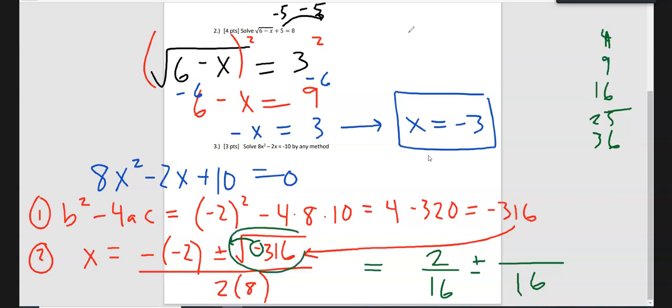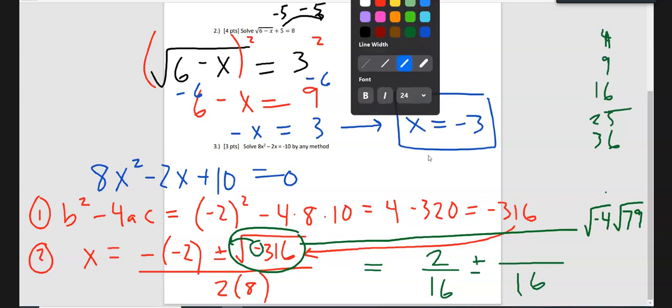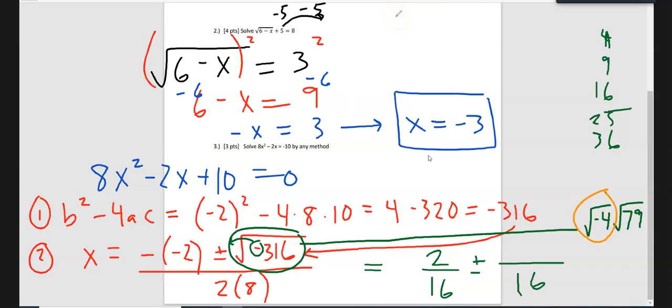So truthfully, I'm going to take this thing and break it up into the square root of negative 4 and the square root of 79. Well, what is the square root of negative 4? Negative 2? Close. It is 2i. So the square root of 4 is obviously the 2 portion. You're basically doing something like this: square root 4, square root negative 1.